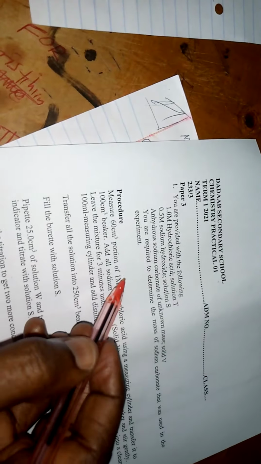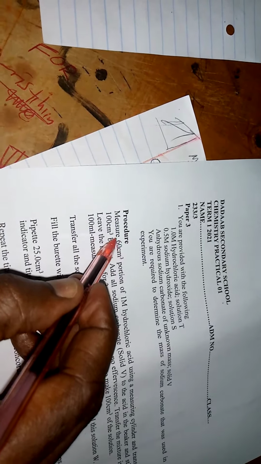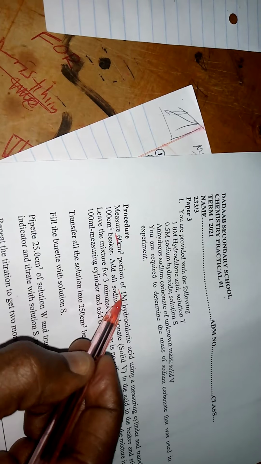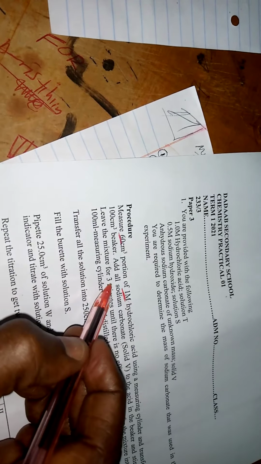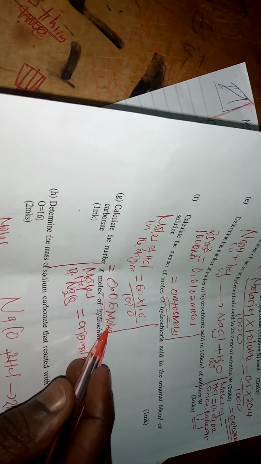Then calculate the number of moles of the hydrochloric acid in the original. That is how I have done it. In your procedure, this is the original. The original is this one now. So that is the hydrochloric acid, and this is the molarity. So you multiply these two, then you divide by 1000, then you get 0.06. Okay, this one you get this.